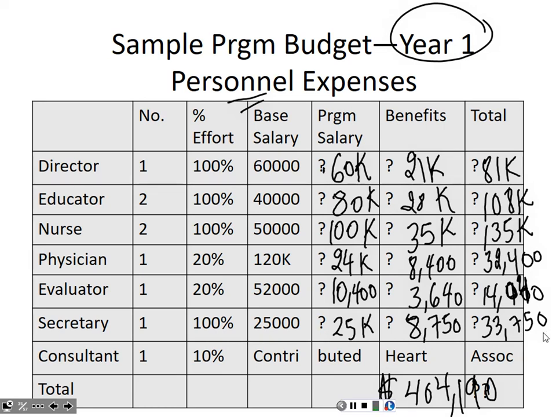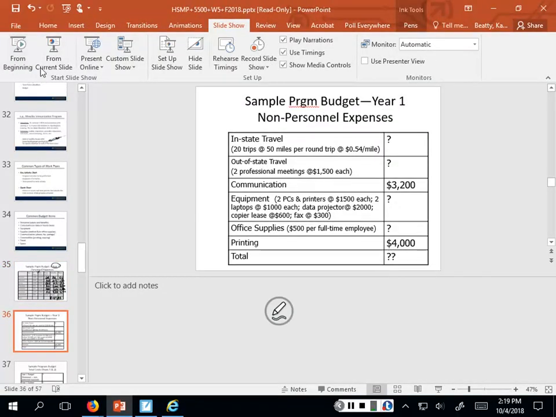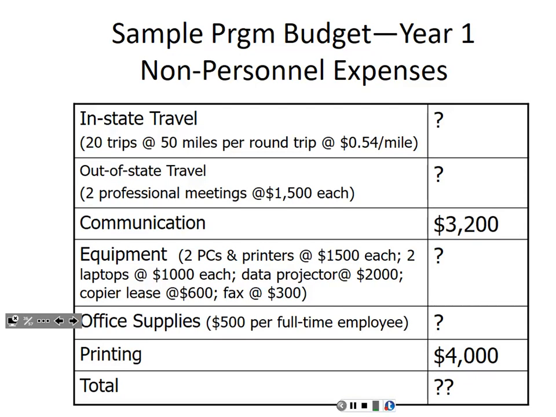Okay, we're not finished yet. We have our personnel budget. We now move to our non-personnel expenses. So again, this is where everything that's not staff salary and benefits goes. Again, this is a very, very simplified non-personnel budget for a program with a very small scope. Travel is always typically a category in your non-personnel budget.